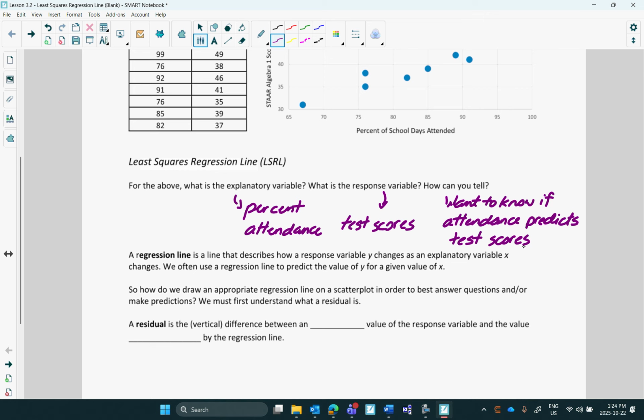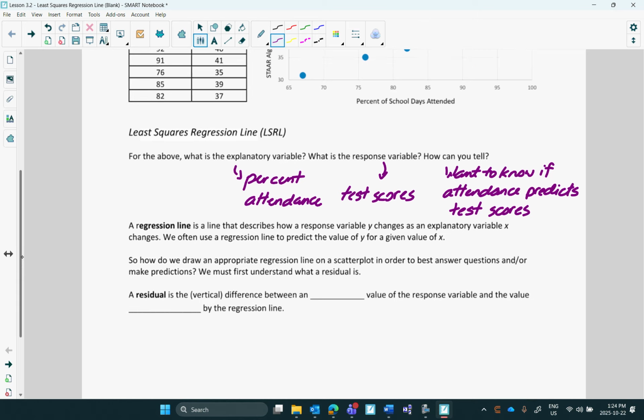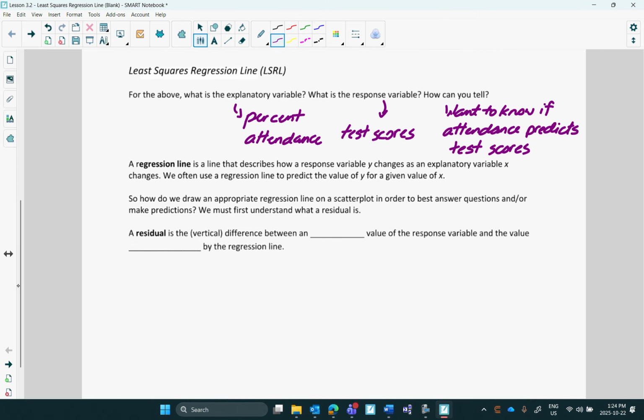And so to make predictions like this, we use a regression line, which you can see the definition there. It describes how the response variable y changes as the explanatory variable x changes, and we use it for prediction. So if we have an equation, and if we know the value of x, we plug it into that equation and calculate the value of y. Okay.